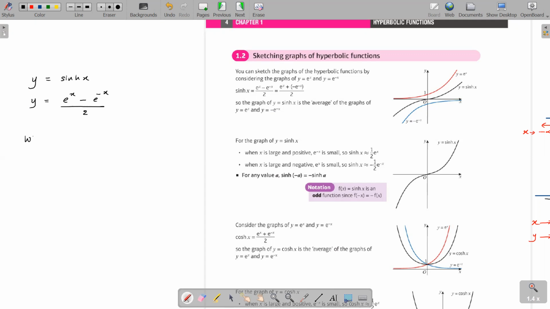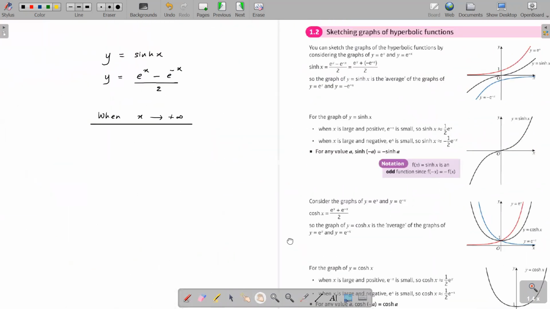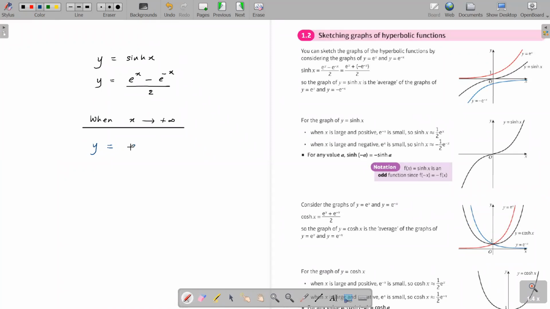Okay, so what happens when x is large and positive? Basically, when x approaches positive infinity, what's happening here? What happens to the positive e to the power x graph? You can see that as x approaches positive infinity, this value is really large. Do you guys see what I'm talking about? If you take the e to the power x graph as x approaches positive infinity, it definitely has a large value, so there is a value there. We'll keep it as it is. You can't ignore it.